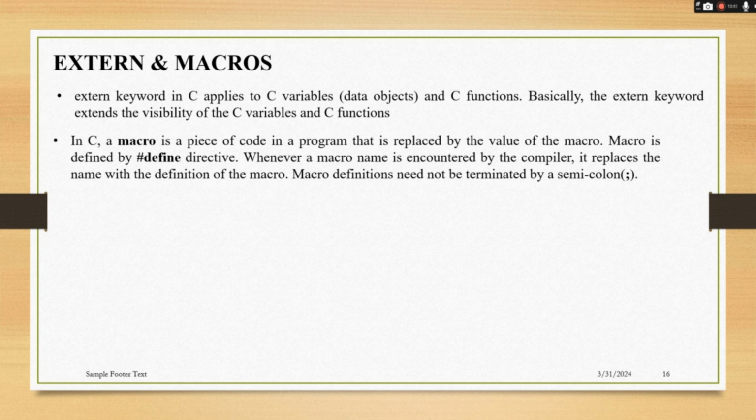Macros. A macro in C is a piece of code in a program that is replaced by the value of the macro. A macro is defined by the #define directive. Whenever a macro name is encountered by the compiler, it replaces the name with the definition of the macro. A macro definition need not be terminated by a semicolon.